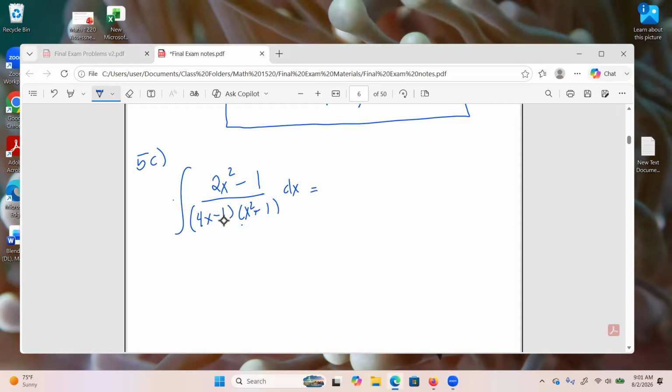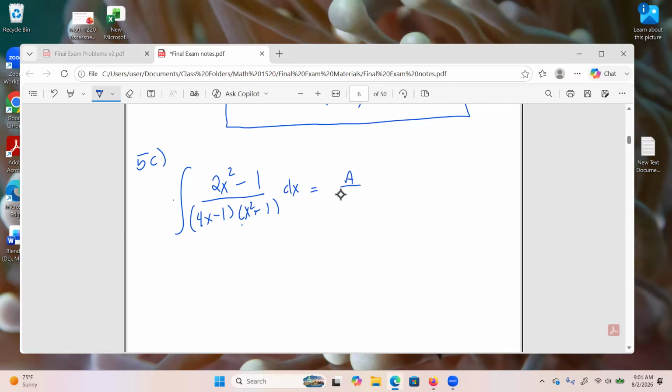First thing I'm looking at with this problem is that there is no obvious u substitution. The degree of the top is going to be 2. The degree of the bottom is going to be 3. It's a proper fraction, so we don't have to do any kind of polynomial division. I'm like, why don't we just set this up as partial fractions and see how it goes? So we're going to break this apart.